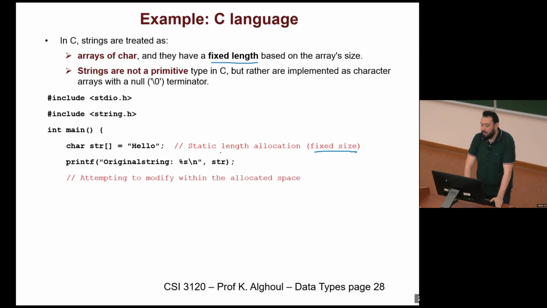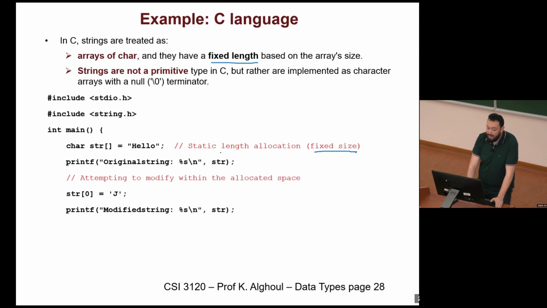Now, attempting to modify within the allocated space, what's going to happen? Let's say I want to change H. It's going to be able to change. Why am I able to change this? Because it's an array of characters. I'm able to access this index 0 and change it. So that's the strong aspect of this in C. I'm able to just manipulate this without creating something new.